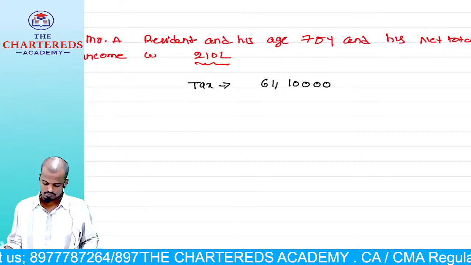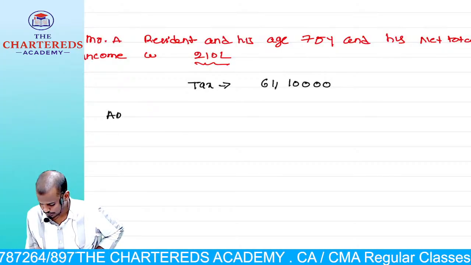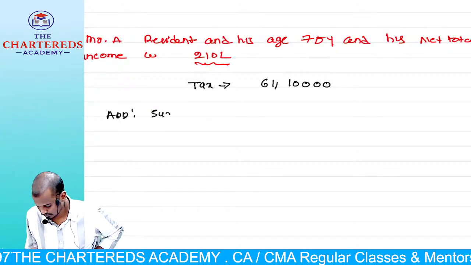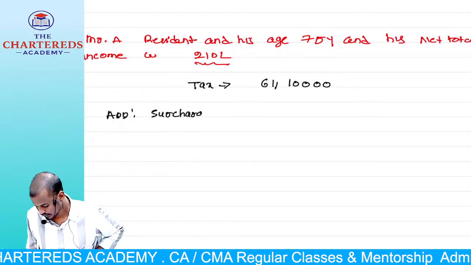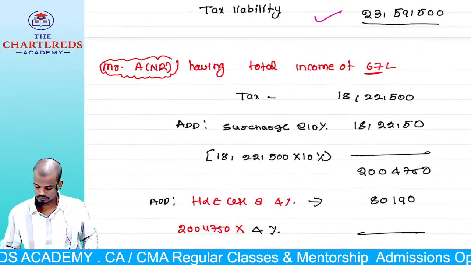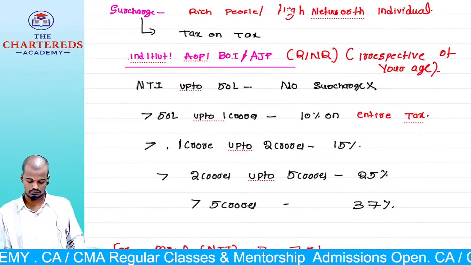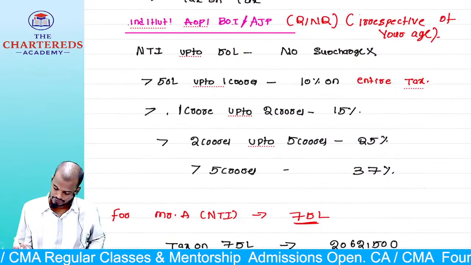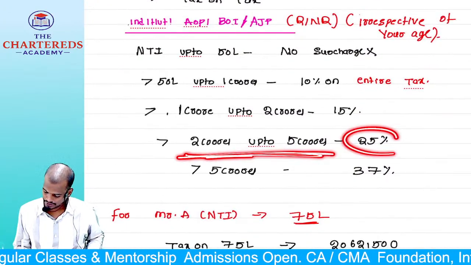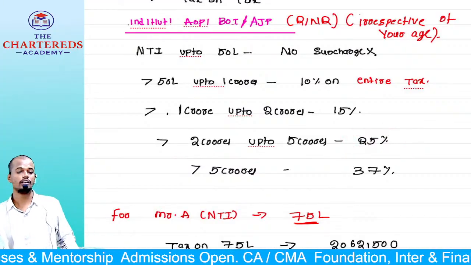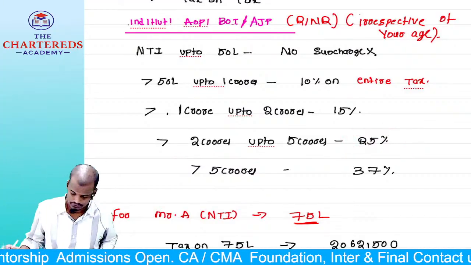Sir, what is the surcharge rate we are going to apply here? The amount is between 2 crores to 5 crores. What is the surcharge rate, amma? 25%.